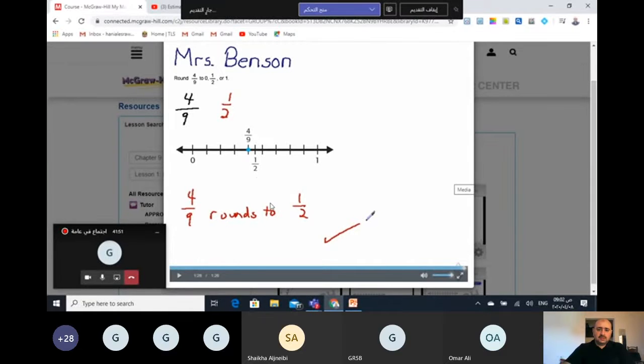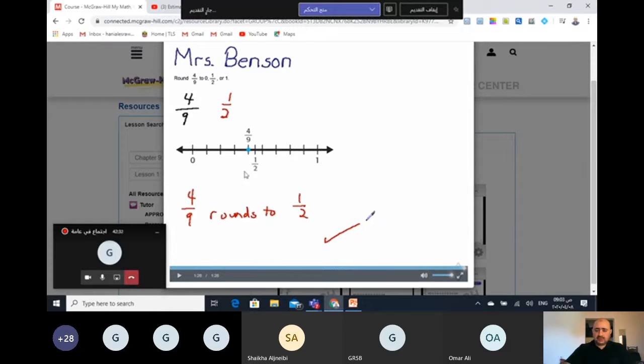In this example, 4 over 9, the first step is to draw this fraction on the number line. Divide the number line into 9 equal pieces and take 4 pieces: 1, 2, 3, 4. So 4 over 9 will be here. We have 3 values to round to: 0, half, or 1. As you see, it's close to the half, very near the half. So the round of 4 over 9 equals 1 over 2.